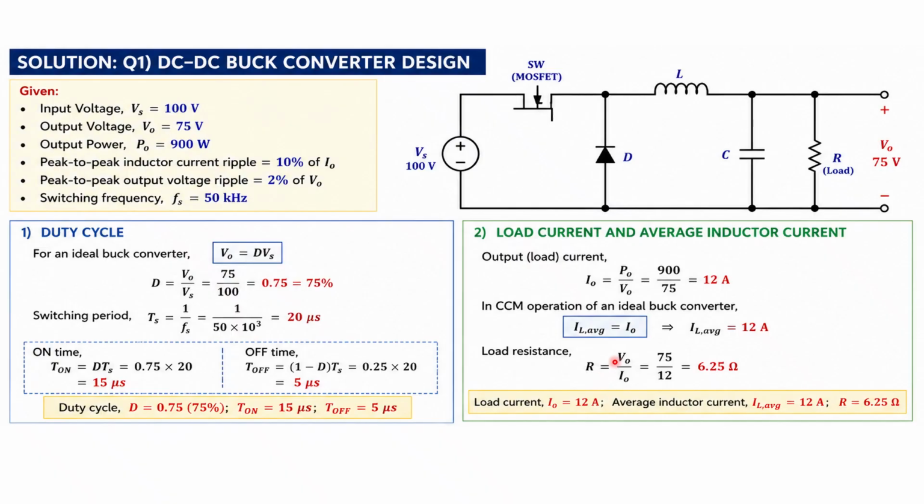Load resistance R is equal to V naught upon I naught. 75 upon 12, that is equal to 6.25 ohms. This is the load resistance. So this part of the question is to calculate the load current and average inductor current. First calculate the load current, and the same value is the average inductor current. So both are 12 ampere, and from that we can calculate the load resistance as well.